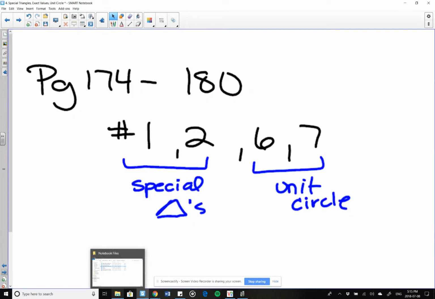Practicing more with the unit circle, you can use, again, the unit circle for everything, or you can memorize special triangles and use them for everything. That is your choice.